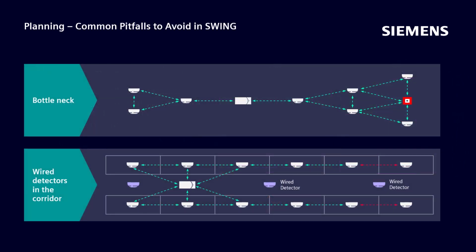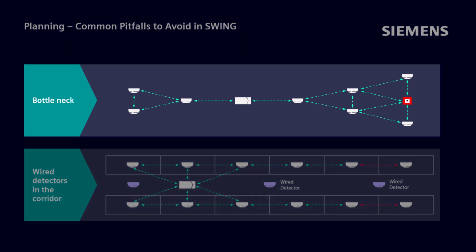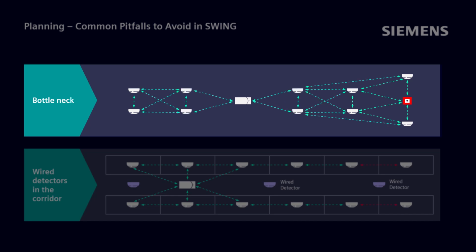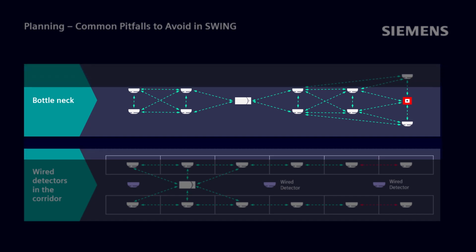When planning your swing system, always ensure that each device has at least 2 communication paths to the gateway. Avoid relying on a single route. This creates a single point of failure and reduces overall network reliability. To strengthen the system, add more radio devices and make sure every device has at least 2 connection paths to the gateway. This forms a strong foundation for system stability and performance.